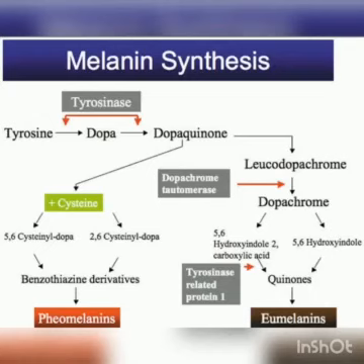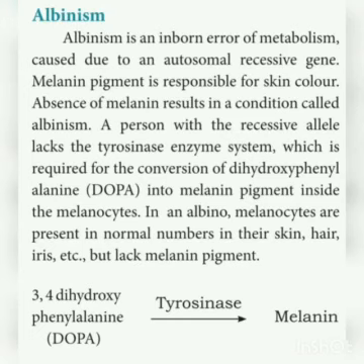So you might see this equation. 3,4-dihydroxyphenylalanine, that is DOPA, is converted into melanin by the enzyme tyrosinase. Tyrosinase is responsible for production of melanin in our skin.